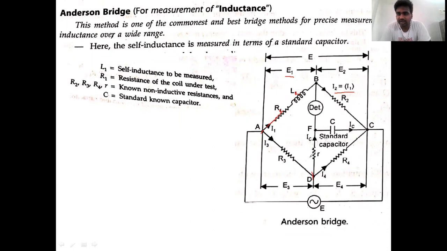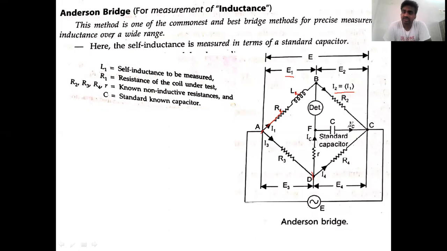In the detector arm, you have an additional resistance represented by small r. Here we have a standard capacitor connected in between C and F. A known resistance small r is connected in between F and D, and the current flowing is I suffix C. So the current flowing in the capacitor flows in this particular line from F to D, and the standard capacitor is connected from F to C, and the current flowing there is I suffix C.